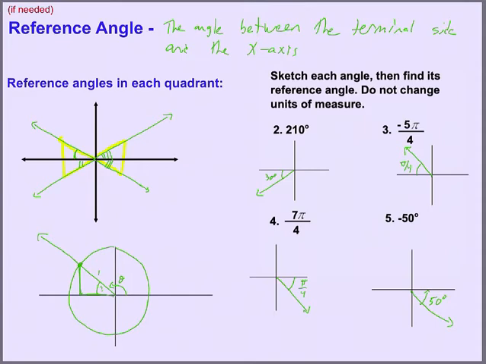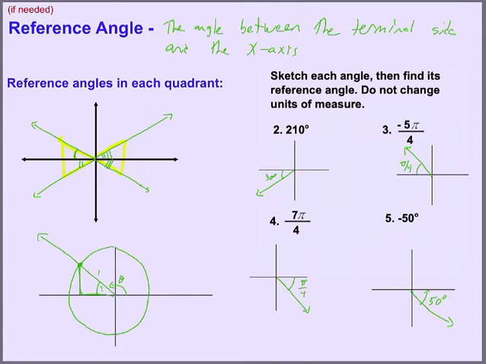And that is a huge, huge, huge deal. The sine, and this goes for cosine and tangent and cosecant and secant and cotangent, the sine of any angle is going to be the same as the sine of its reference angle, except it might be negative. And so we'll talk about that.